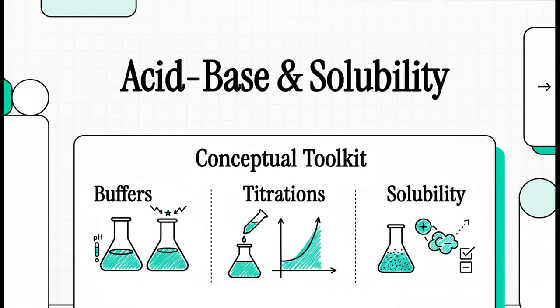All right, let's jump right in. Today, we're cracking open the chemist's toolkit. We're going to explore how scientists actually control, measure, and predict what happens in the solution. And we'll be focusing on two huge ideas: acid-base equilibria and solubility equilibria.